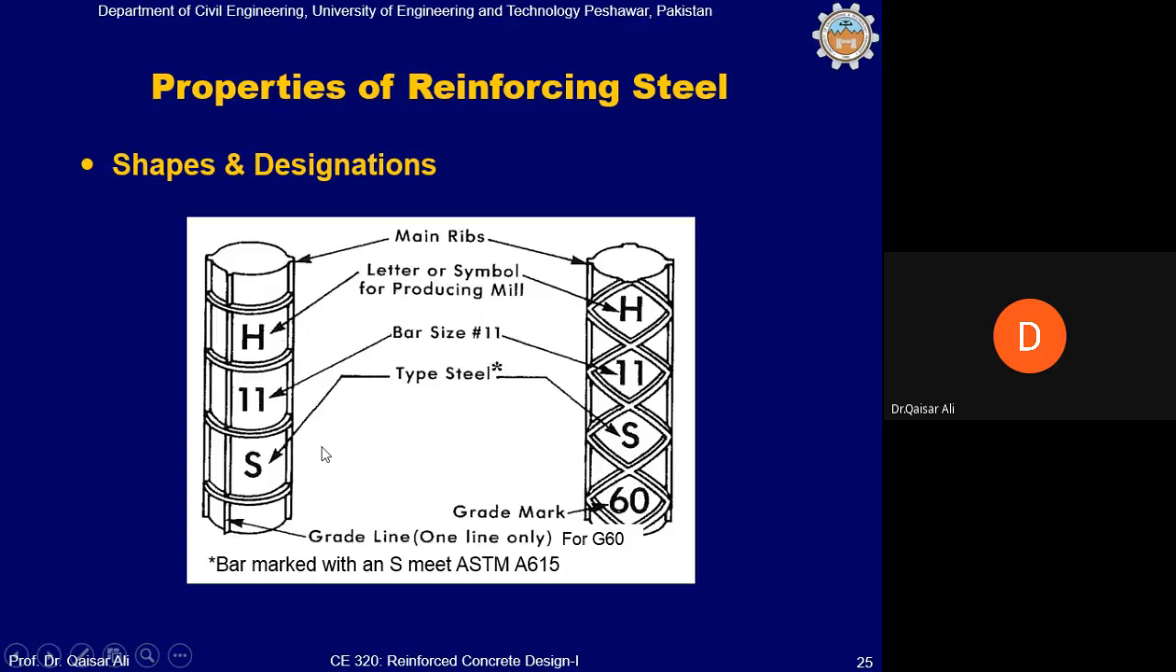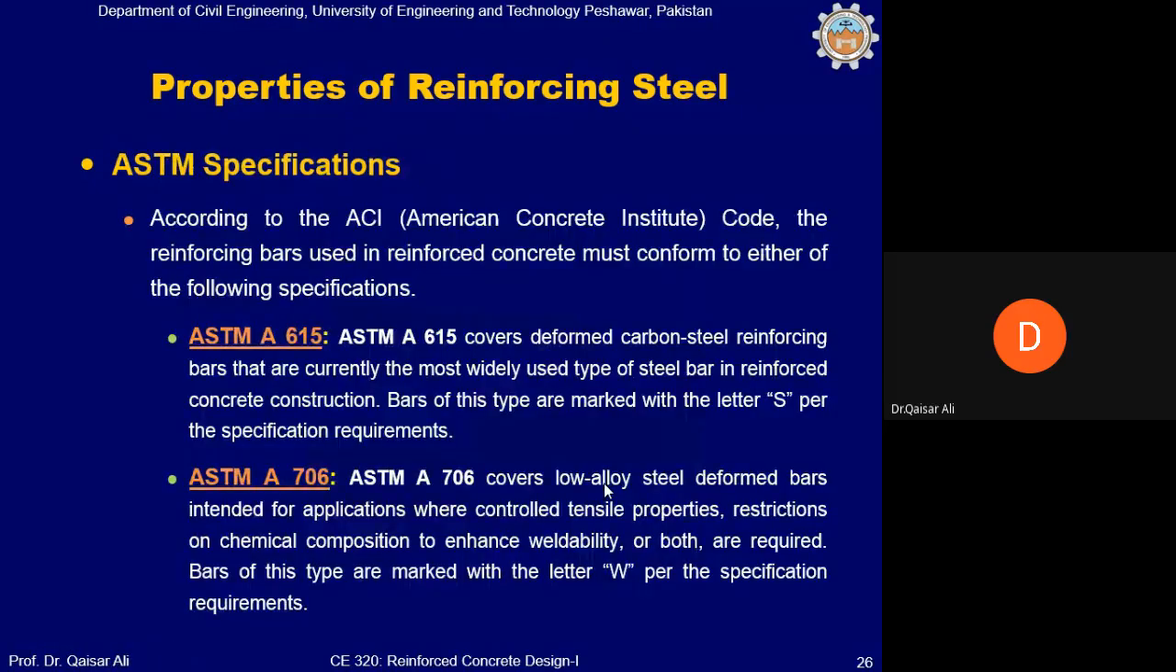S basically refers to steel which conforms to ASTM A615. ASTM A615 is a standard which provides us the specifications or properties of this type of steel. And on the right you can also see another mark, which is 60. This is a grade mark, or this is grade 60 steel. We will see this in the next slides in detail.